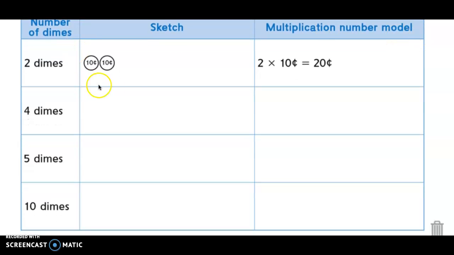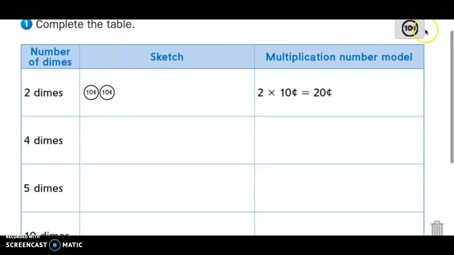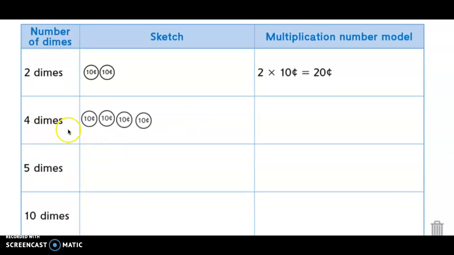Okay, here's a sketch. We need 4 dimes. Well, if I had 2 dimes before, 4 is doubled, right? 2 plus 2 is 4. So let's put 4 dimes down here. 1, 2, 3, 4. So just a circle with 10 cents in the middle. If you need to put me on pause, please put me on pause. Otherwise, I'm going to keep rolling. Okay, 4 dimes, 10 cents.